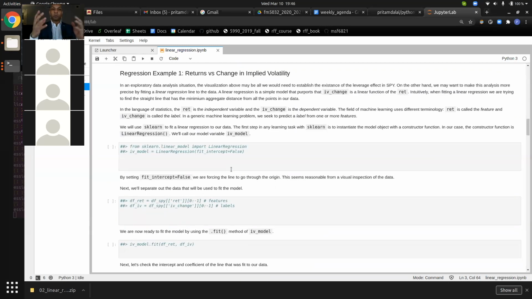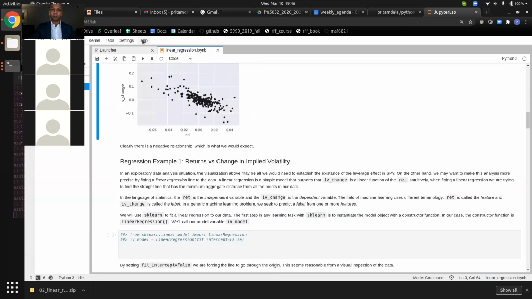So if we were just doing an exploratory data analysis, then probably all we would really need to do is look at this visualization, say, yep, there's clearly a negative relationship. But if we want to make this more precise, we could do so by fitting a linear regression line to the data. So linear regression is a simple model. It's one of the simplest sort of machine learning techniques that purports that implied volatility change is a linear function of the return. So intuitively, when we're fitting a linear regression, we're trying to find the straight line that has the minimum aggregate distance from all these points. It best fits these points.